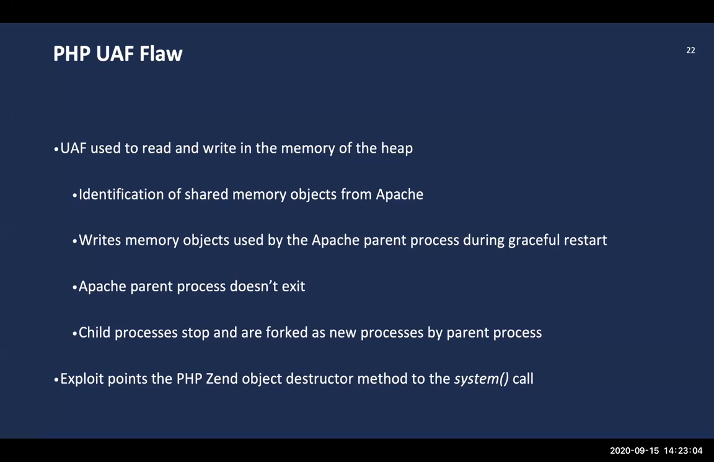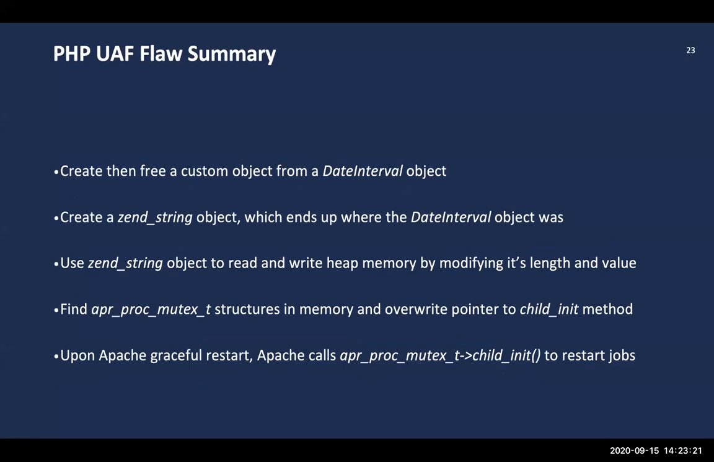Then we're going to overwrite those addresses. And then when Apache does a graceful restart, Apache is going to use that information to go do some work, and we're going to get execution through that. So basically the flow of the exploit, there's a lot of complexity to it, but at a high level, there's maybe 5 things that are happening.